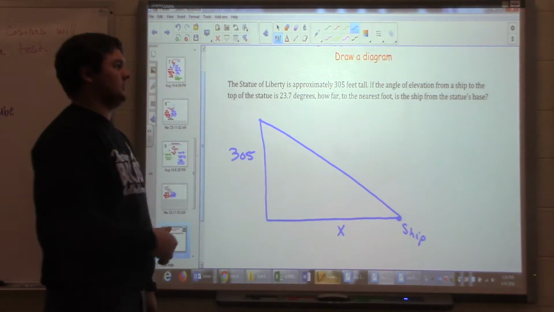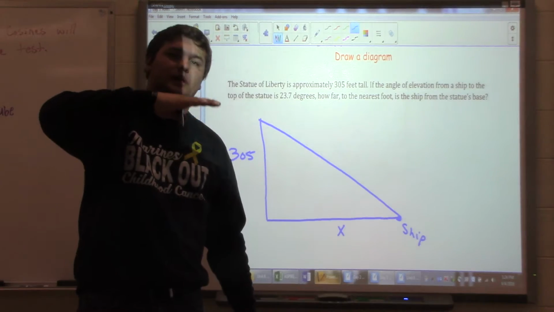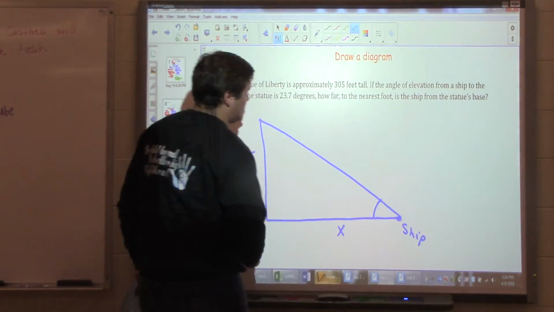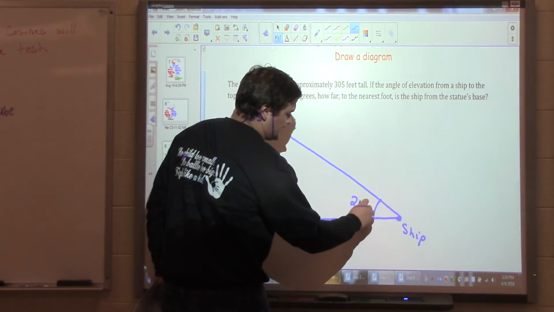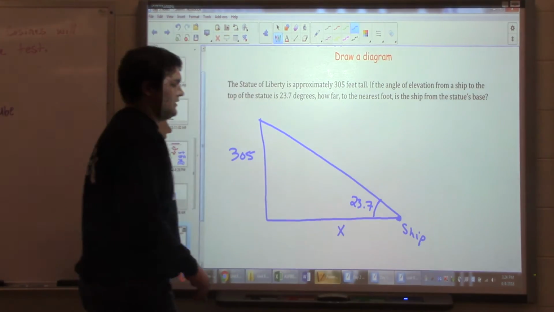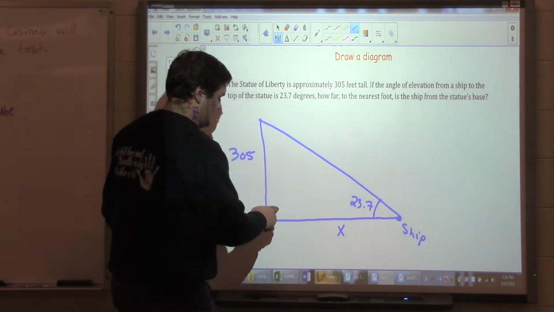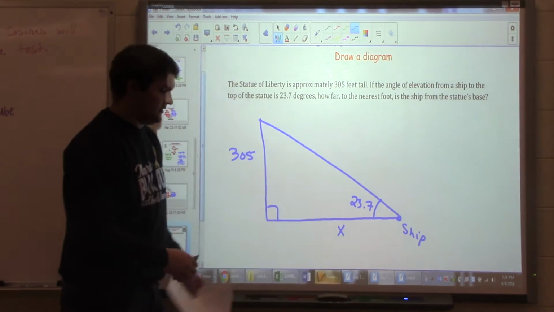Angle of elevation. Remember, angle of elevation is from a horizontal plane upwards. So I know I'm going to be using this angle down here. They tell me that angle is 23.7 degrees. So I want to know how far, to the nearest foot, the ship is from the statue's base. So I want to know this x value down here.